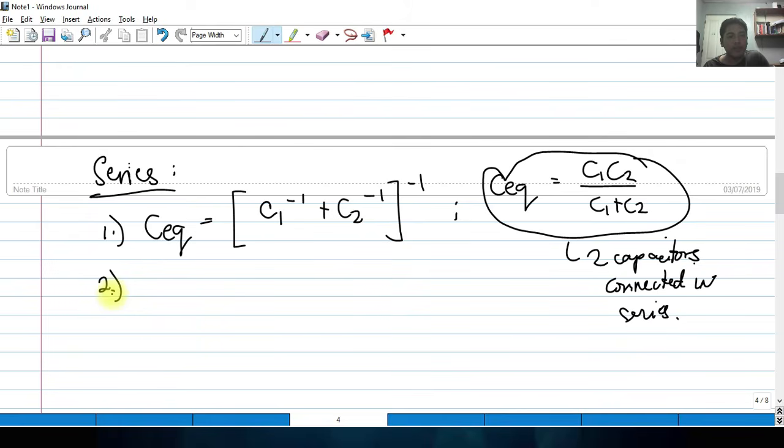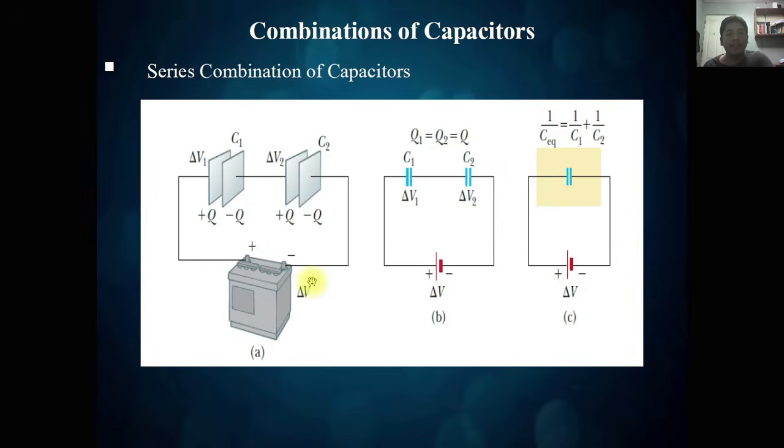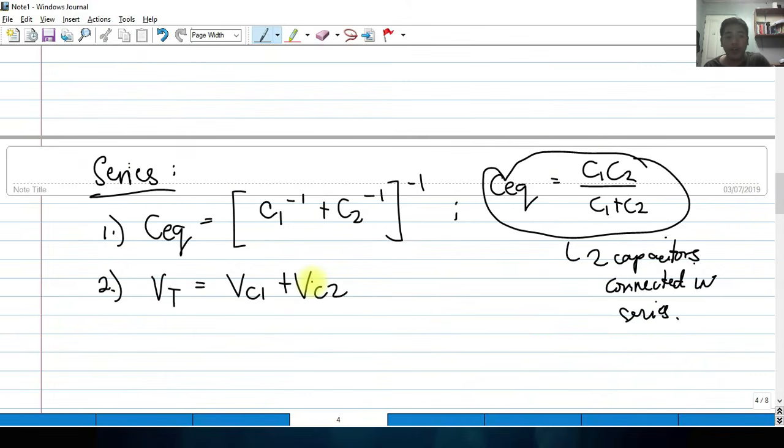Okay, number 2, in terms of voltages of capacitors connected in series, the total voltage is actually equal to the voltage drop at capacitor 1 plus the voltage drop at capacitor 2. What does this mean? If we have capacitors connected in series, they don't have the same voltage drop, except if they have the same capacitance. But as long as they don't have the same capacitance, the voltage drops across series capacitors are not the same. For number 3, we have the charge, and the total charge is simply what?